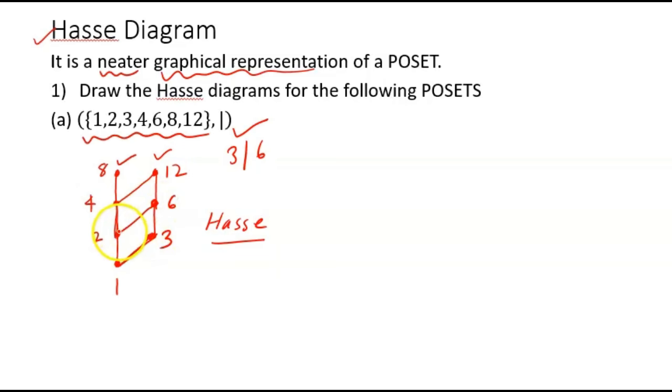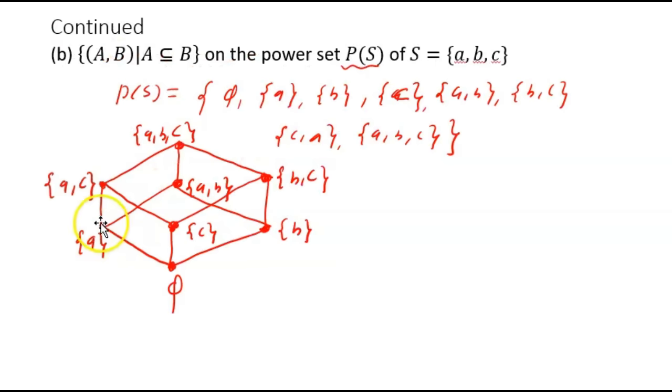So they are non-comparable means what? That there is no path from one element to the other, or the other way around also, means there is no path from 3 to 2 and 2 to 3. There is no path between 4 to 6 and 6 to 4. Here also, if you look at these elements, suppose I say A, B and C, then these are non-comparable or incomparable elements, because there is no path from B to C.